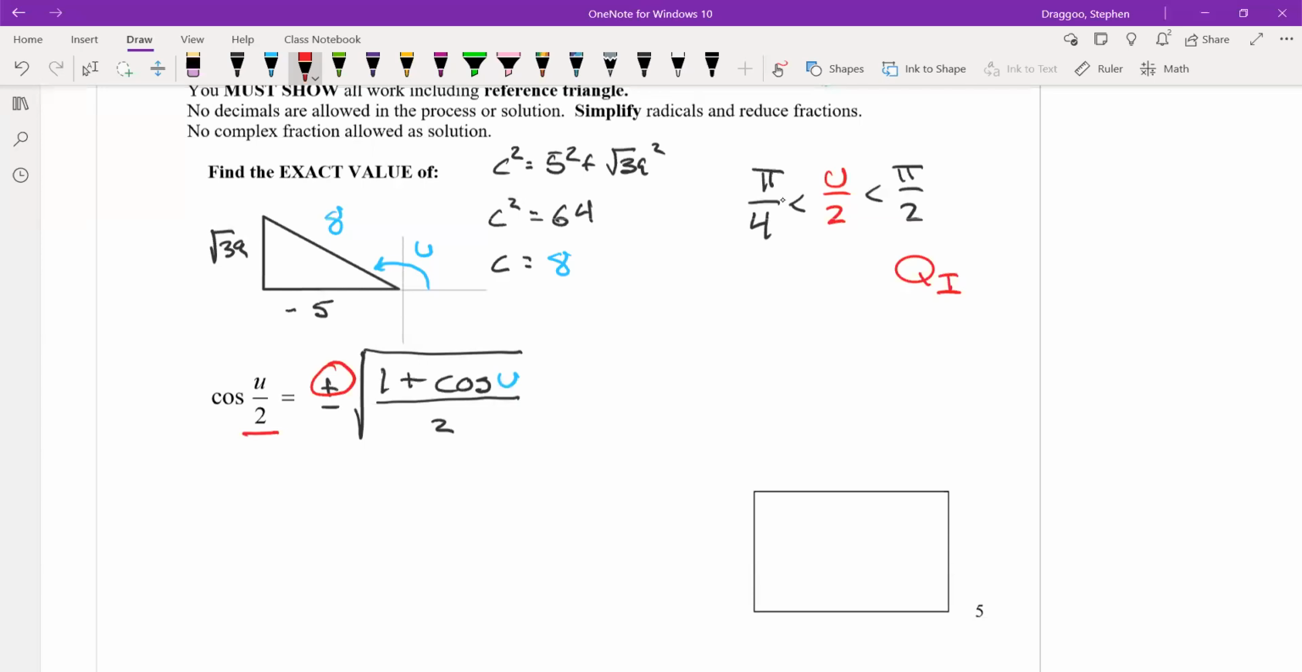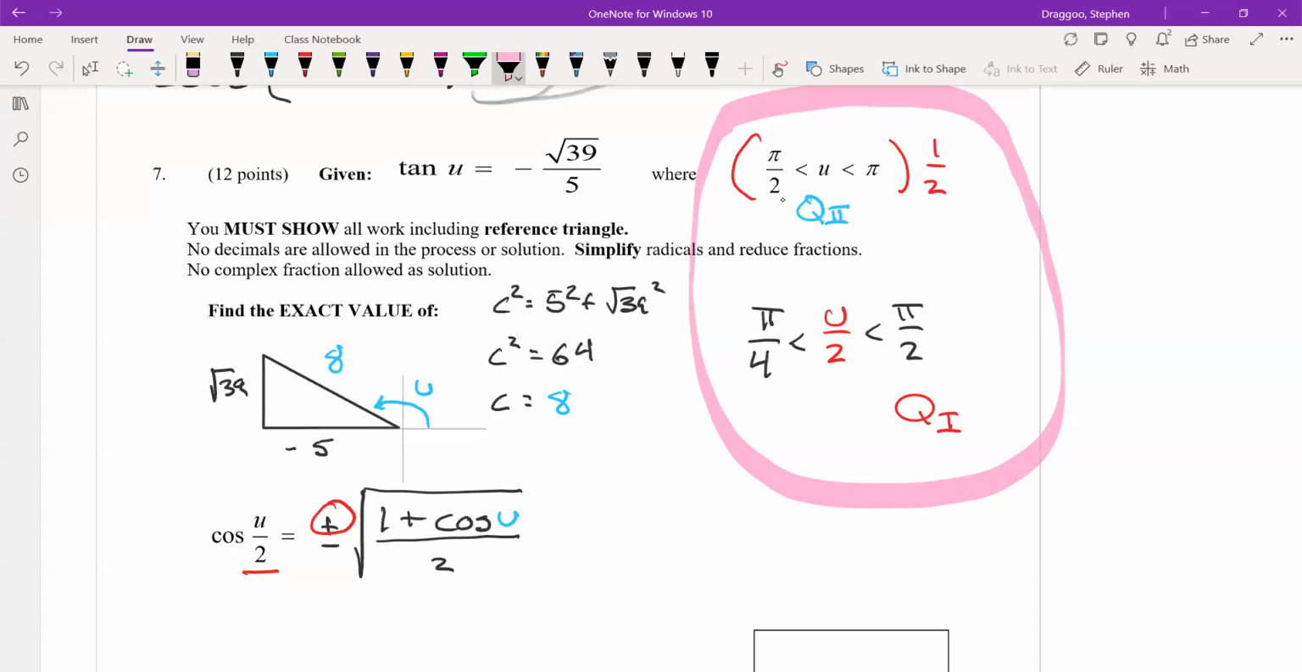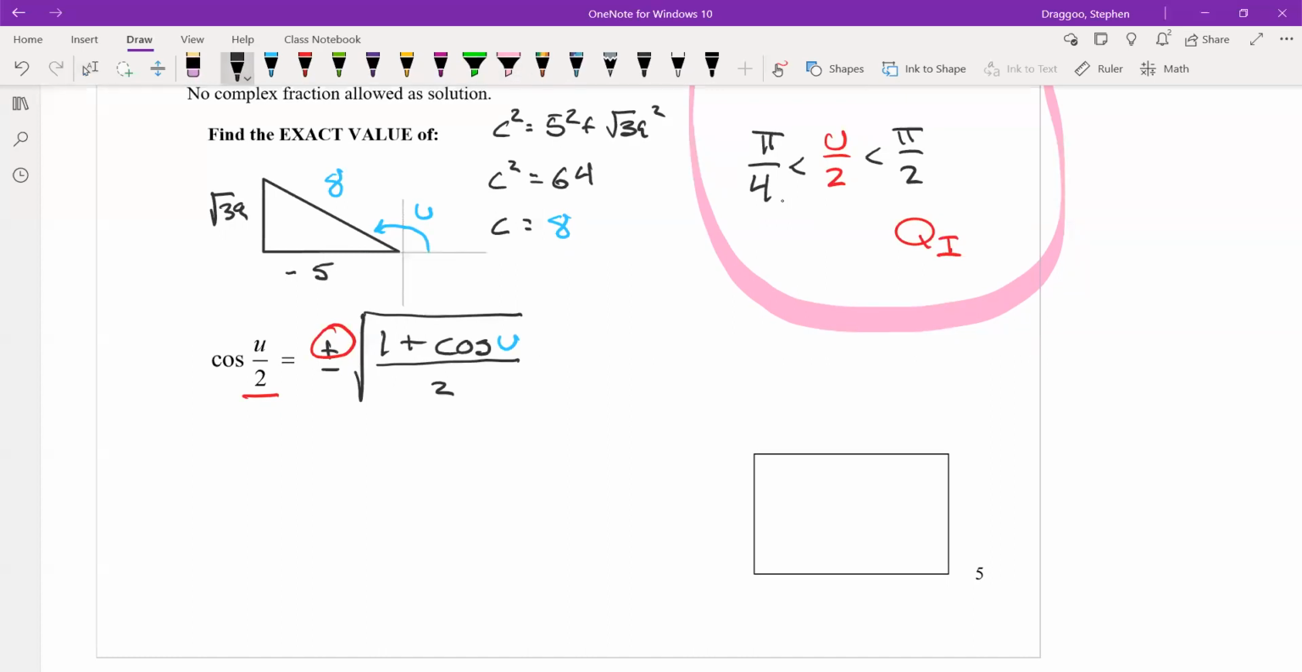Where did I get the pi over 4 and the pi over 2 from in that inequality? This chunk right there goes together. Then what else have I got to get here? I know I said I wanted the positive out of that plus or minus option. On the inside of my square root, I want 1 plus cosine of u.